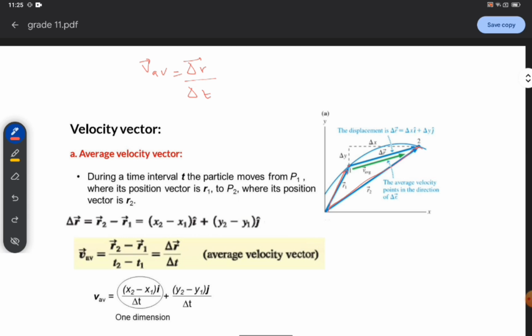So the displacement vector by definition is the shortest distance from 1 to 2. So this is delta R. Then the average velocity vector has the same direction as delta R. So V average has the same direction as delta R.